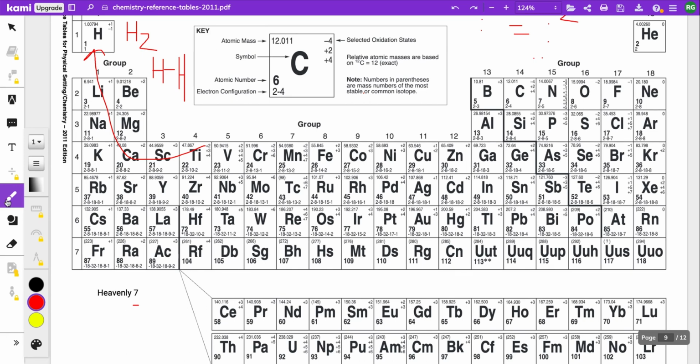Okay. A chemical name for this compound is what? Now you have to identify the functional group.